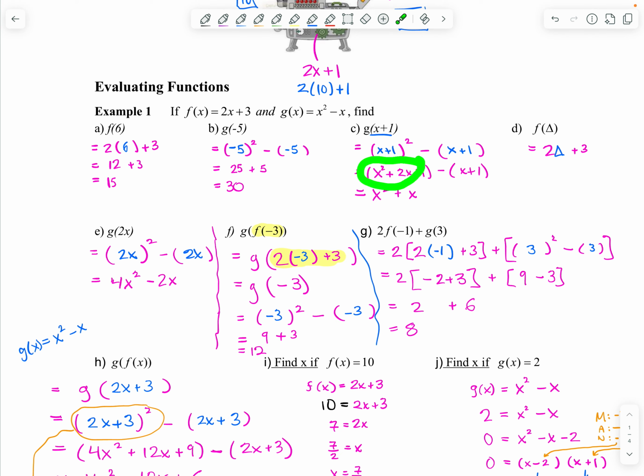And now I simplify this. When I square x plus 1, I get x squared plus 2x plus 1. When I subtract x plus 1 from that, collecting like terms, I get x squared plus x.